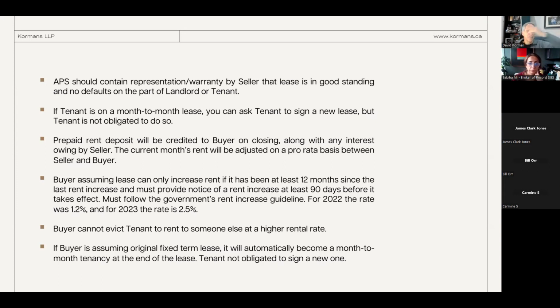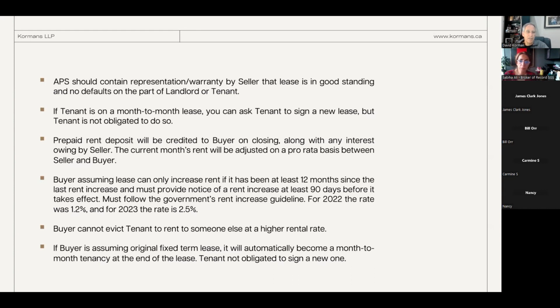I'm not aware if there's a 2024 rate now, but you can't just do whatever rent increase you want. So any buyer that really is interested in increasing the rent has to be aware and wants information of when was the last increase, because that's material. That 12-month period has to go by before the next one. You have to give proper notice before it can take effect, and then you've got to follow the government's guidelines as to what the rate's going to be.